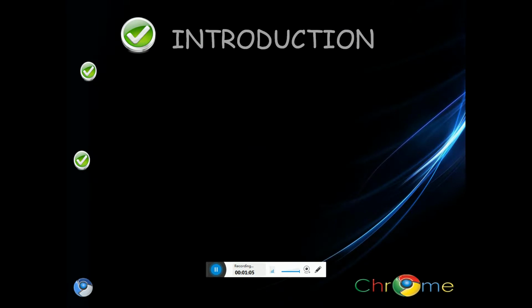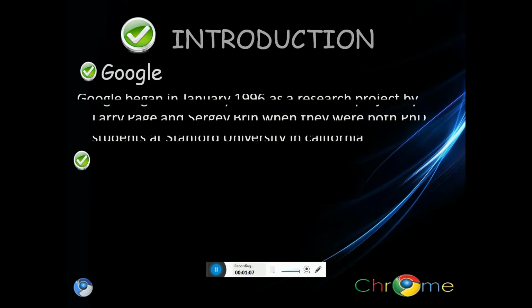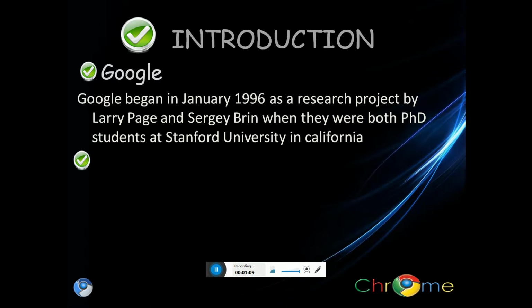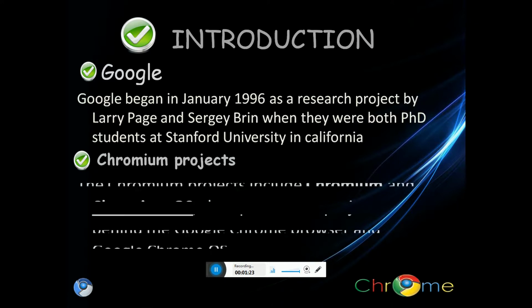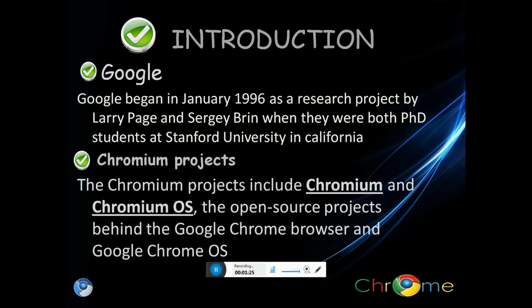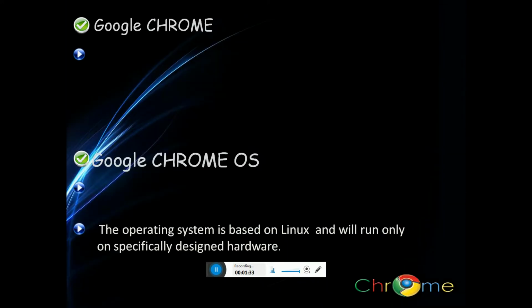The introduction. Google began in January 1996 as a research project by Larry Page and Sergey Brin when they were both PhD students at Stanford University in California. The Chrome projects include Chromium and Chromium OS. These are the open source projects behind the Google Chrome browser and Google Chrome OS.